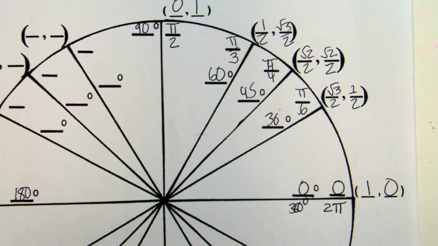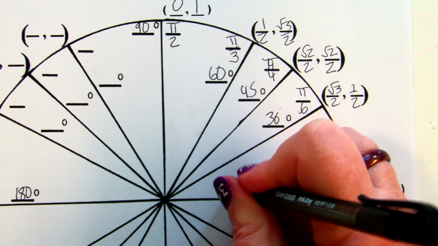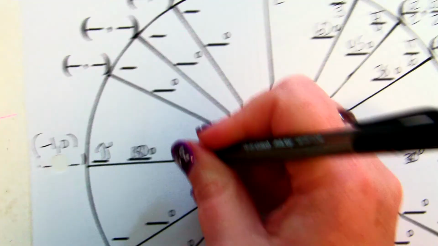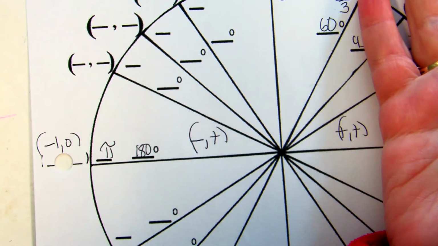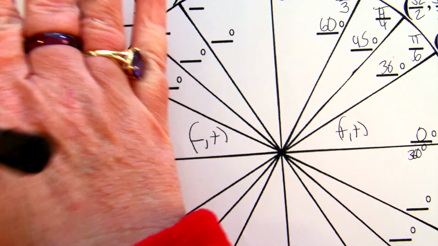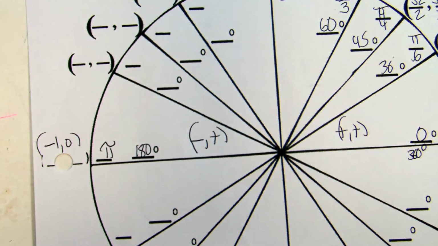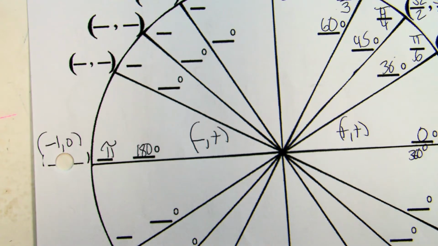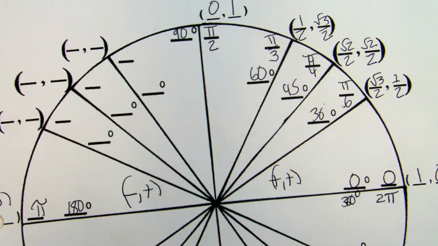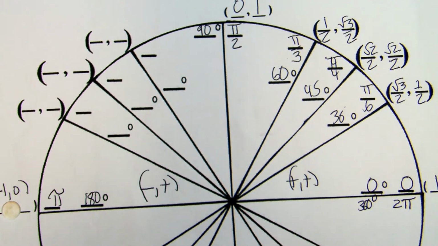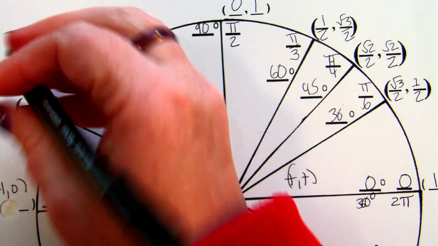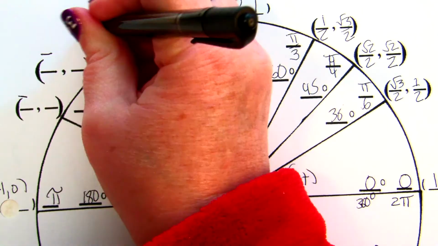So we take the first quadrant, and since we know this is positive, positive, and the second quadrant is negative, positive, we take these points and we reflect them across the y-axis. We use the same sine and cosine, but with different signs. So it's going to be negative, positive.